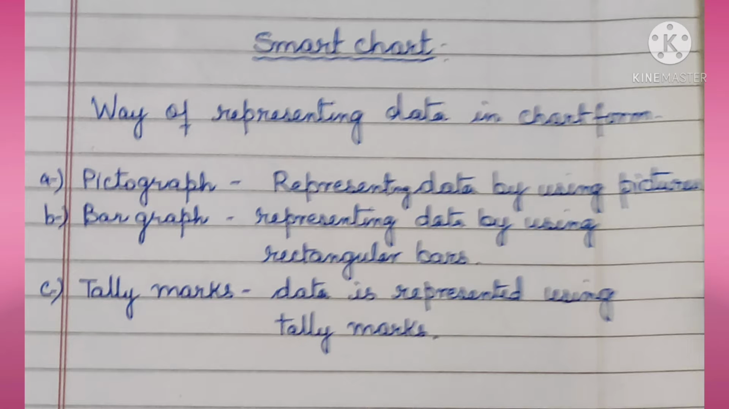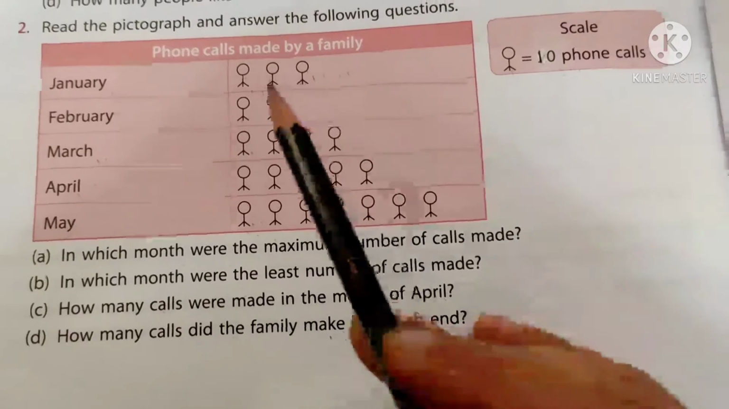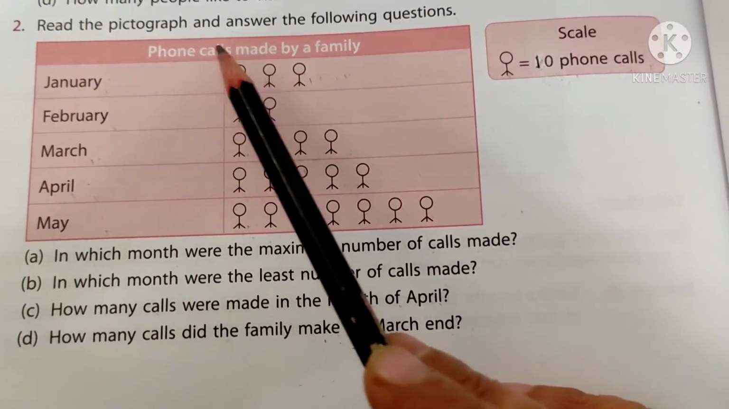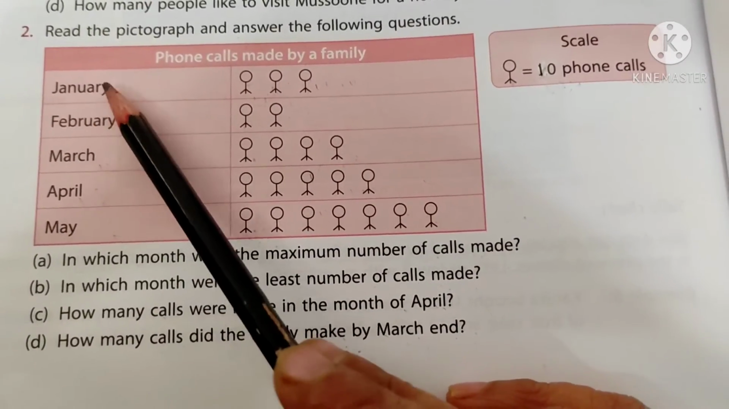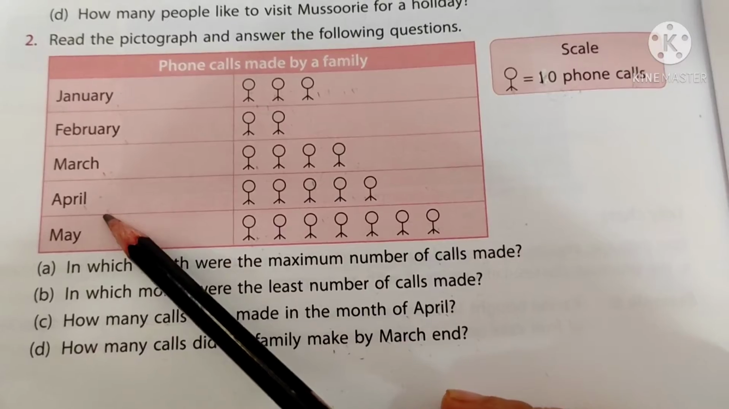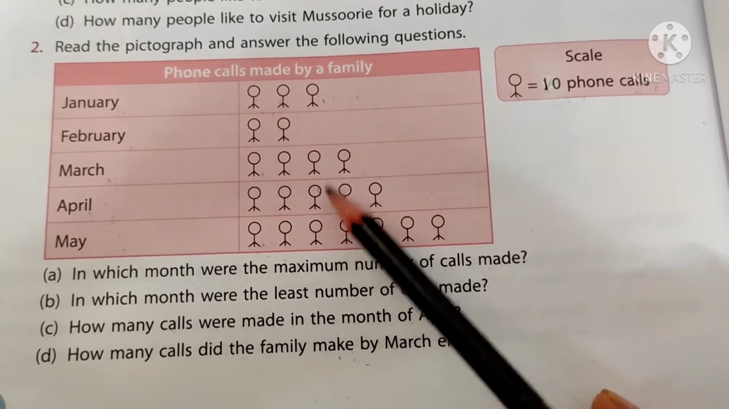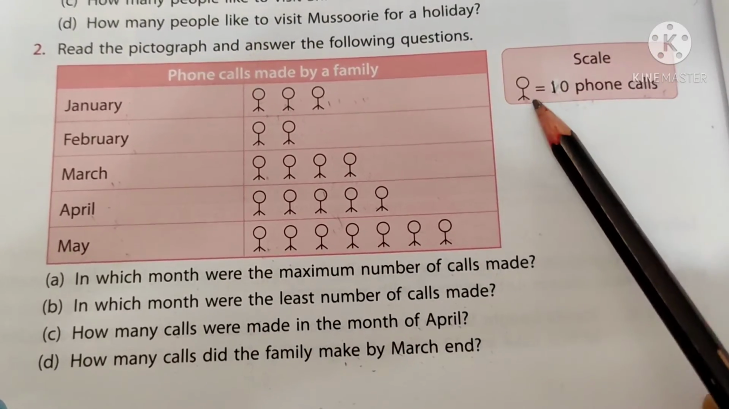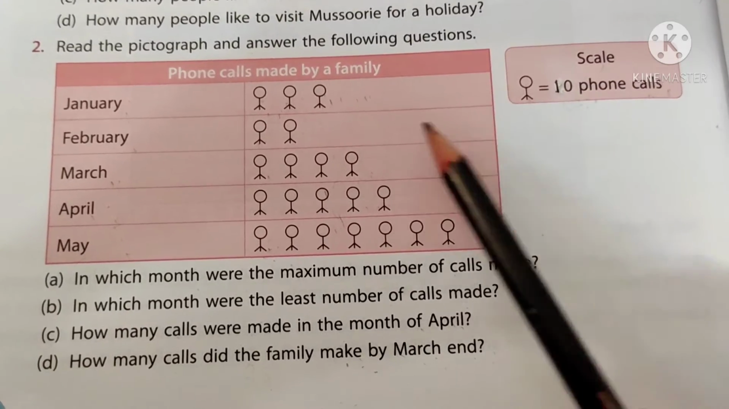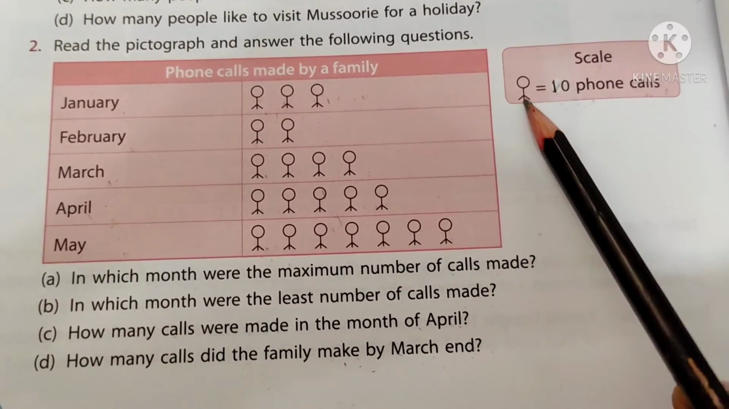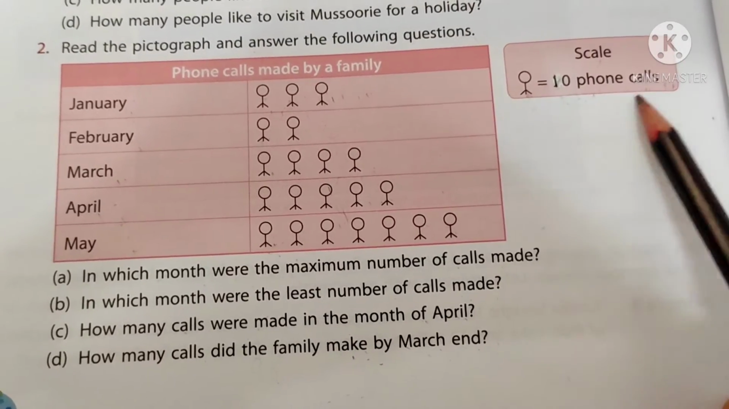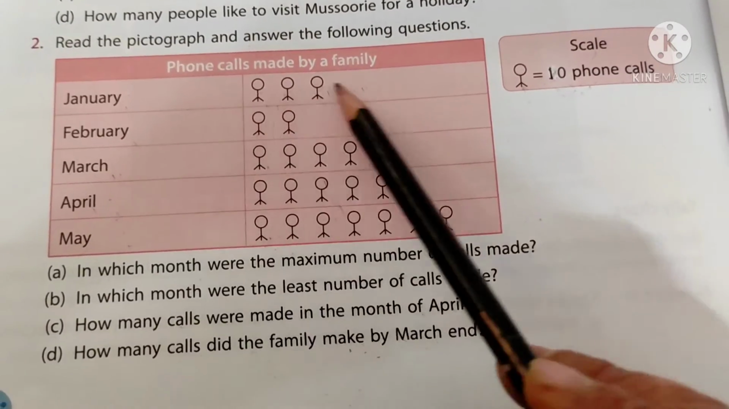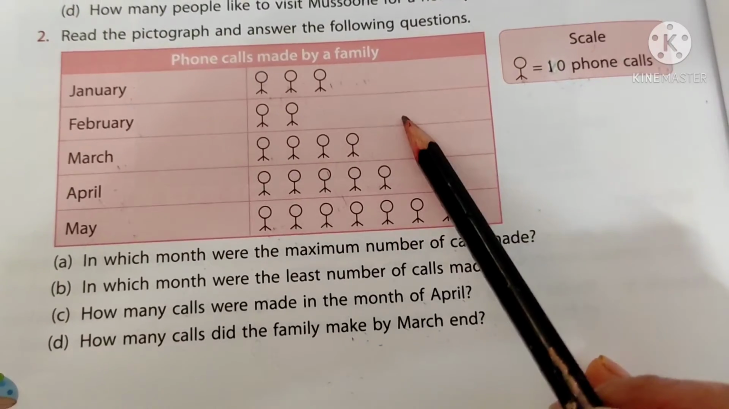So, first of all, let us know about pictograph. Children, here I have taken one example of a pictograph. Here you can see on my left side the names of the months are written and on the right side pictures are drawn. And here the scale of this chart is given. One picture stands for 10 phone calls, right? So on the basis of the scale you can read this pictograph.